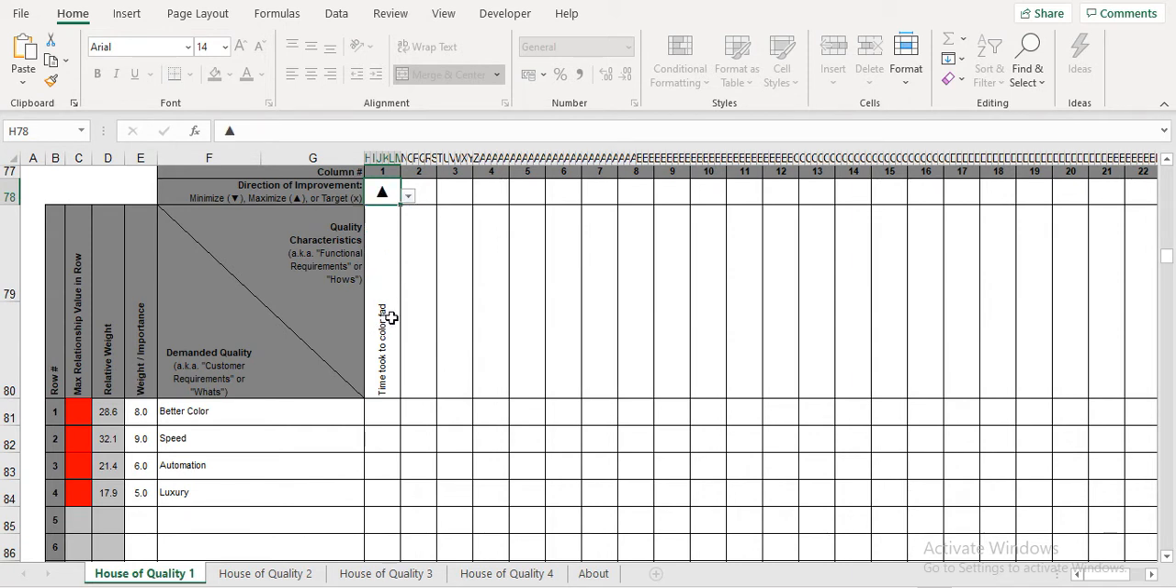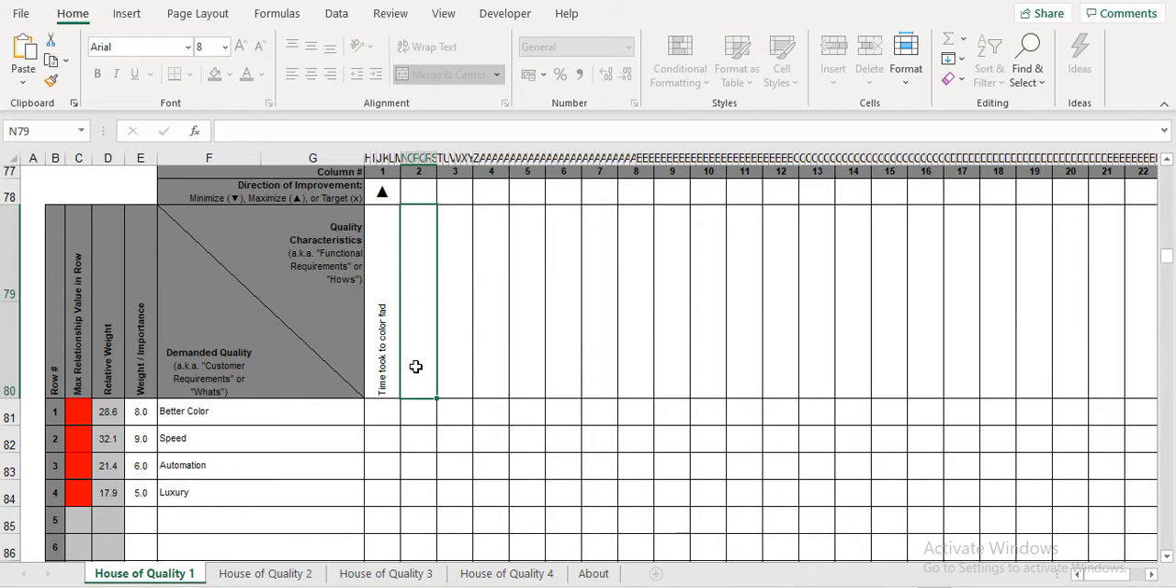If it takes 10 years for the color to fade, we will definitely go for that color. So it should be maximized. That is how we create the relationship here. You can see this is for maximize, right? Maximize is the up arrow.